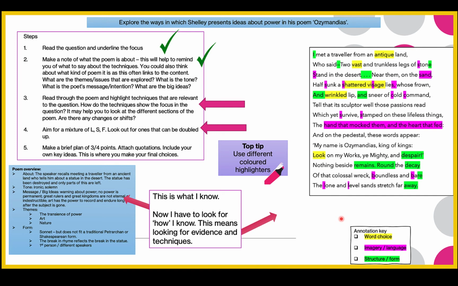When I'm picking my quotations, I can look at the different colours and think, okay, well, I've got quotations that only have purple in them. Let me have a look at a quotation that's also maybe got yellow and green, so I can address all elements of the mark scheme, get my language, structure and my form in there.